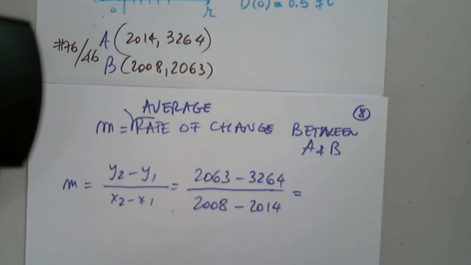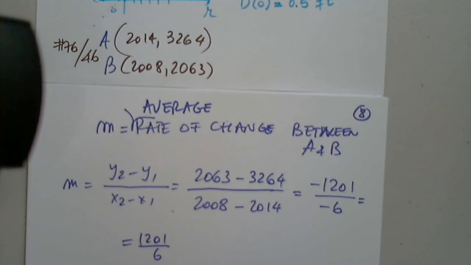So how much is 2063 minus 3264? I got negative 1201. And 2008 minus 2014 is negative 6. Okay, so then the slope is 1201 over 6. Good. The measurement unit is extremely important here.